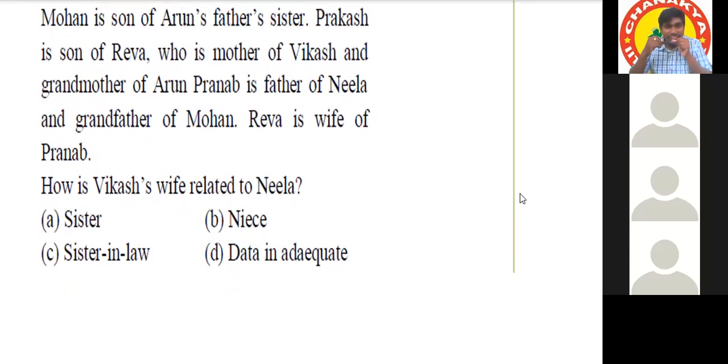So can you scroll it up a bit? Sorry? Sir, this is the full question. Here the question is, how is Vikas' wife related to Neela? Yes, sir. This is the whole information, right? That's all. This is the whole information. So then I guess it is data inadequate. Why? Which information is required? Genders.